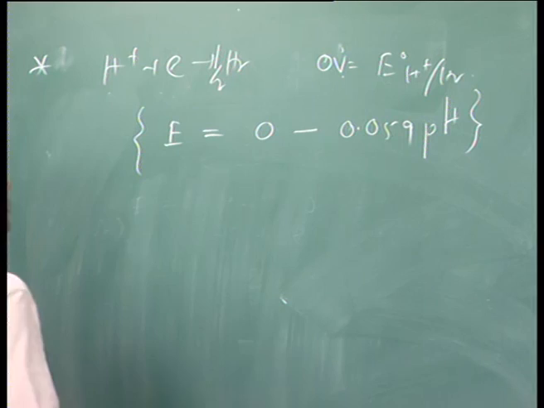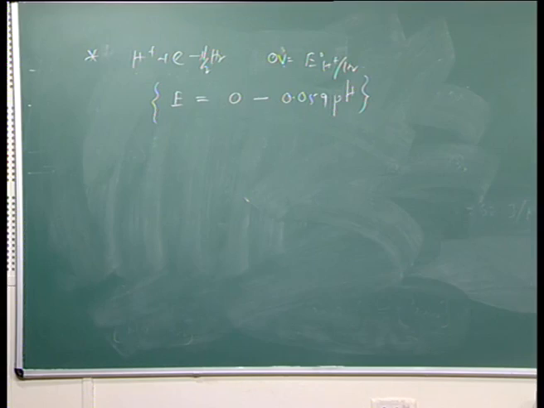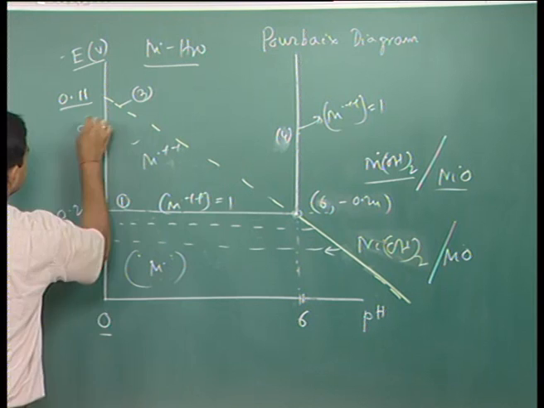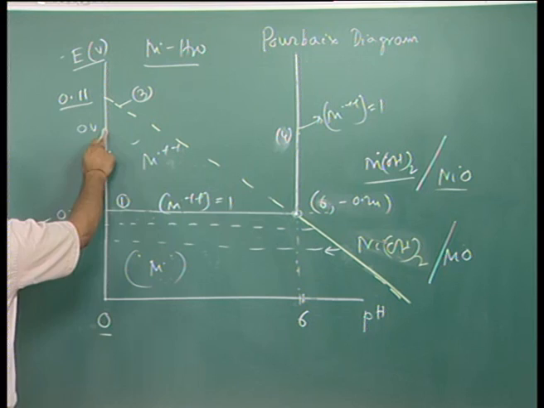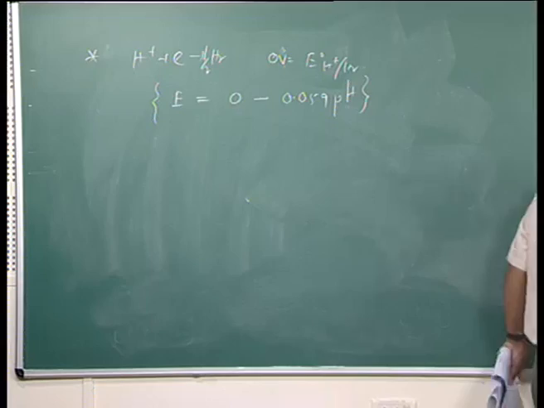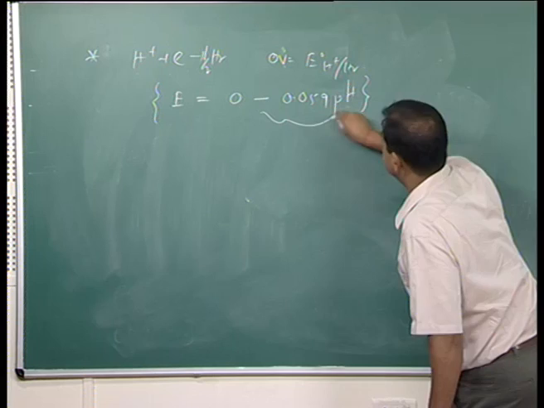This we can also plot here. Now, when pH equal to 0, or the activity of H plus ion in the solution is 1, then it should start from, let us say, 0 volt. When the pH is 0, or the activity of H plus ion is 1, then this potential becomes 0. Now, as pH is increasing, it will also increase as per this relation. So, it will also have a slope.